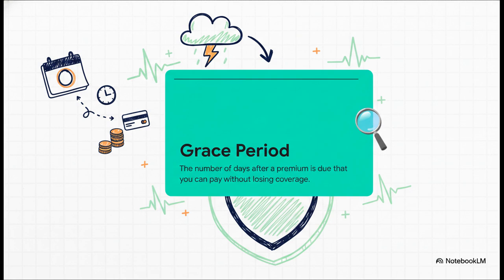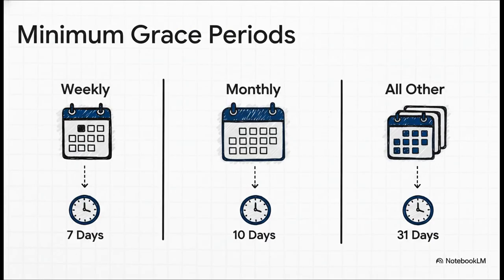Look, life happens. Sometimes a payment gets missed. The grace period is your safety net. It's a mandatory buffer, a little extra time after your premium is due that lets you pay up without your policy getting canceled on the spot. And how long that grace period is depends on how often you pay. So if you're paying weekly, you get 7 days. If you pay monthly, which is what most of us do, you get 10 days. And for any other schedule, like paying quarterly or annually, you get a full 31 days.